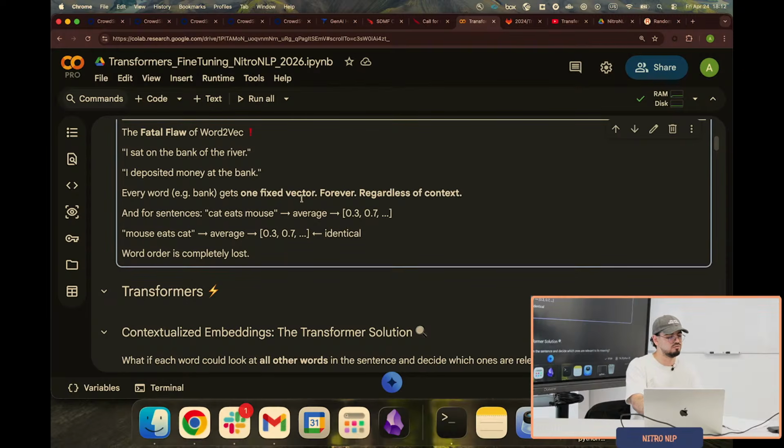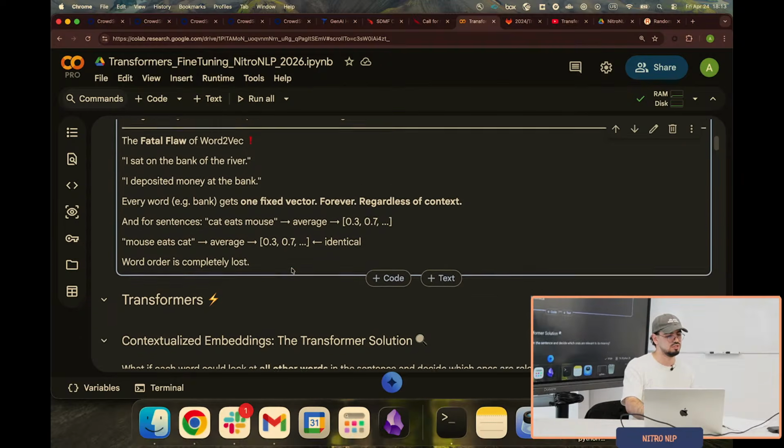The other problem that Word2Vec has is the problem of representing sentences. For the sentences "cat eats mouse" and "mouse eats cat," if you would like to somehow encode that sentence, how would you do it? The first thing that comes to mind is averaging all the vector inputs of each word. If you compute the average of each word vector in the sentence, we would get an identical vector. So the word order is completely lost, and we don't capture the meaning of the words in relationship to the context.